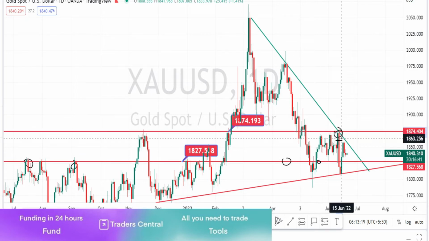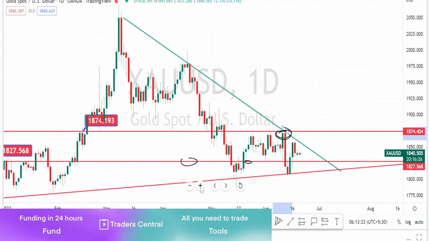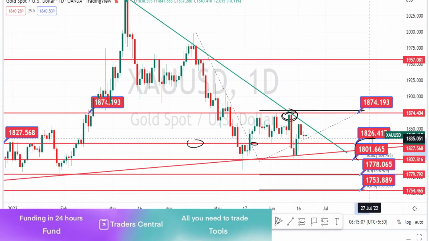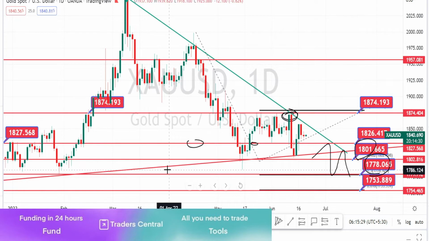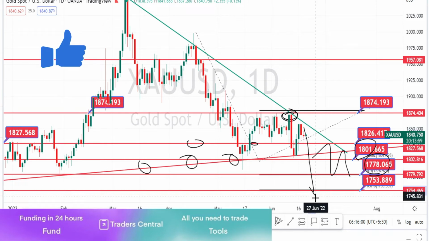And if the price action doesn't manage to break this resistance line from the daily time frame, and if it continues its bearish trend, next level of support, we'll use the Fibonacci extension tool, is going to be 1801, and if the price action breaks this support level, we can expect it to continue its bearish trend, and next level of support is going to be 1778, and also it will be breaking the bullish trend line from the weekly time frame, which means that it will be the confirmation on the continuation of the bearish trend.